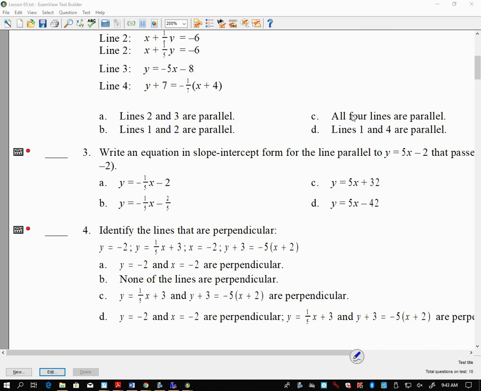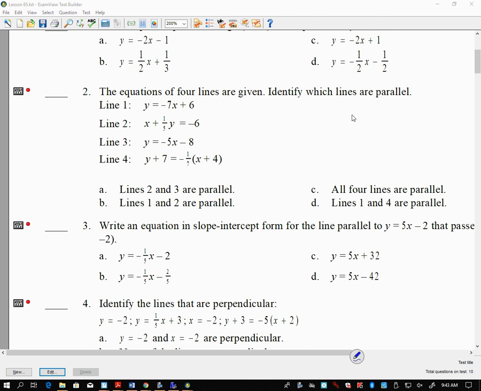Okay. And so you got a lot of questions in here about identifying lines that are parallel. We can tell right off the bat that lines 1 and lines 3 are not parallel, right? How can we tell that lines 1 and 3 are not parallel? Because they don't have the same slope, right? But what do I need to do with lines 2 and lines 4? Simplify them. I need to put them into y-intercept form, correct?